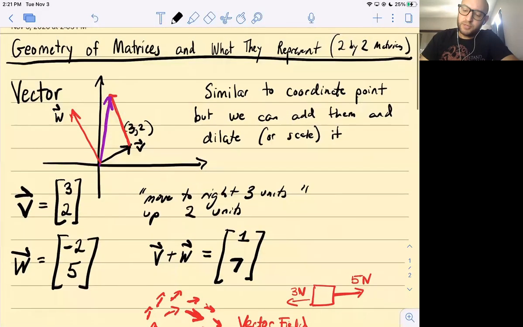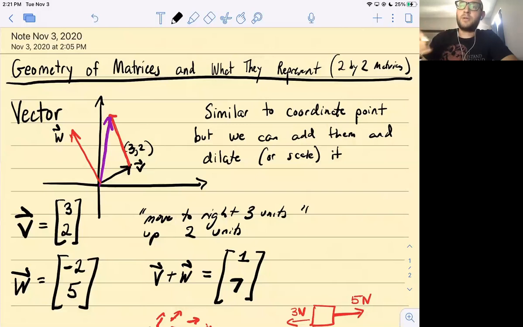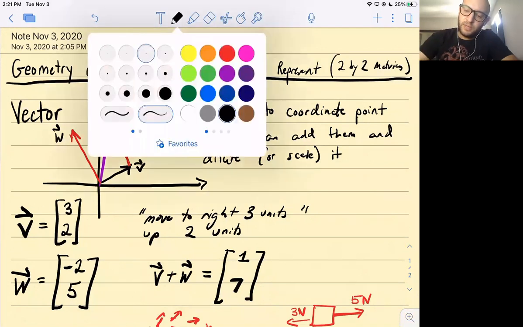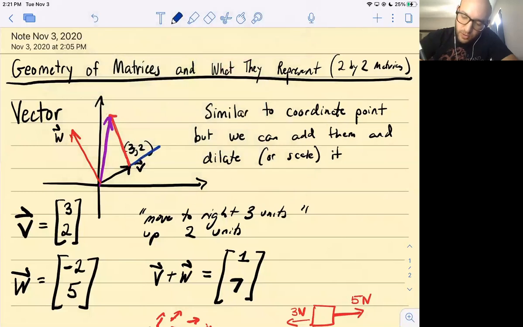And that just really represents, okay, call somebody up, tell them, okay, walk 3 blocks to the right, 2 blocks up, then do it again three times. If they do it again three times, they will be over here after one time and over here after two times. So this would be 3V.